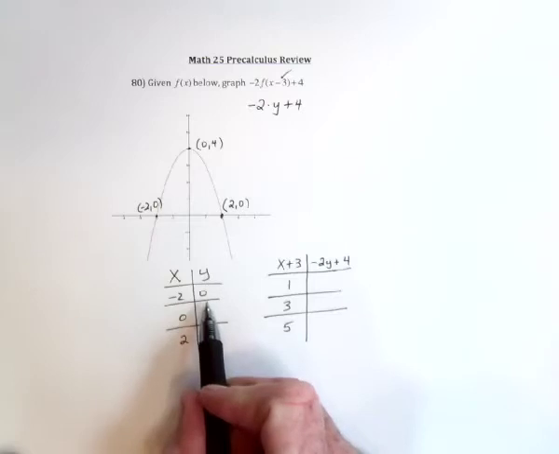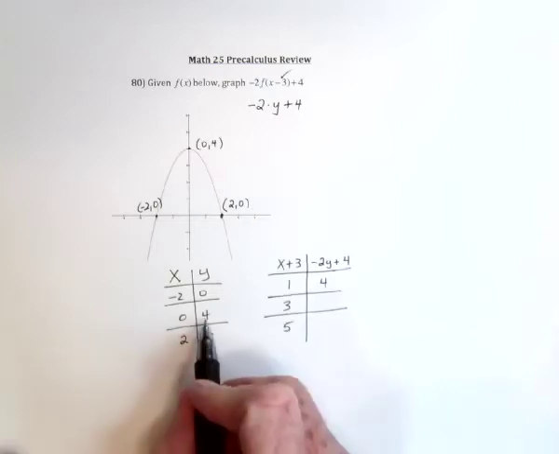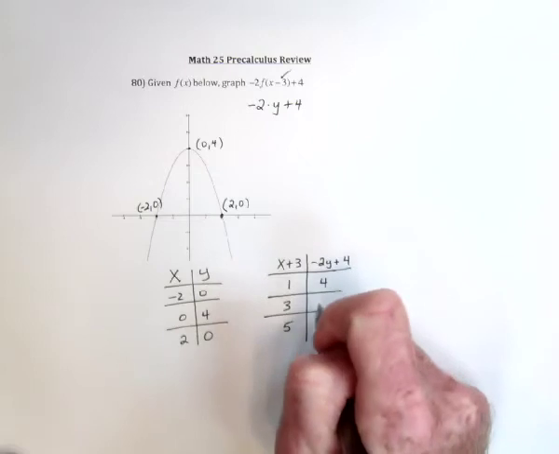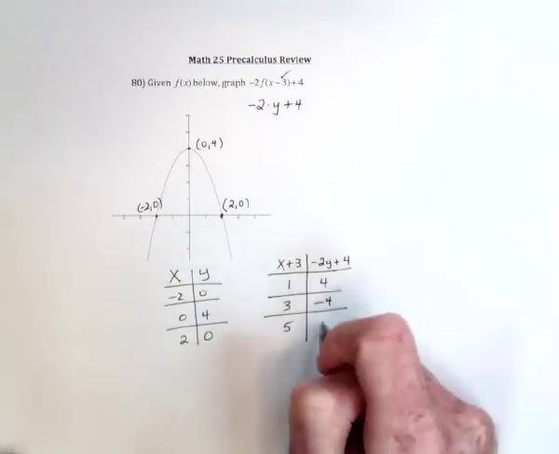Now I do that to all these values. So negative 2 times it plus 4 means it's just a 4. Negative 2 times it makes negative 8 plus 4 makes negative 4. And negative 2 times it plus 4 makes 4.